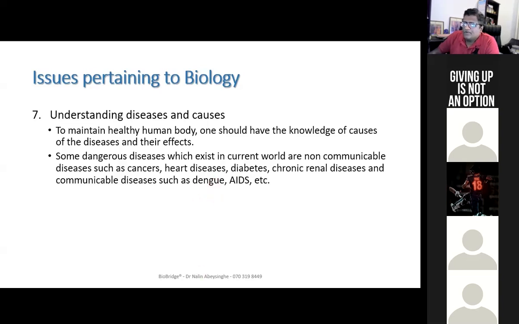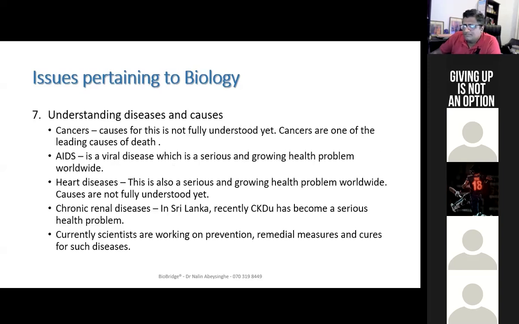Okay. So to understand the nature of those infectious and non-infectious diseases, you have to have knowledge of biology or medical sciences, which is a branch of biology. So for cancers, the cause is not fully understood. Still, we are not fully there. Then you might ask the question, why are you treating cancers if it's not fully understood?